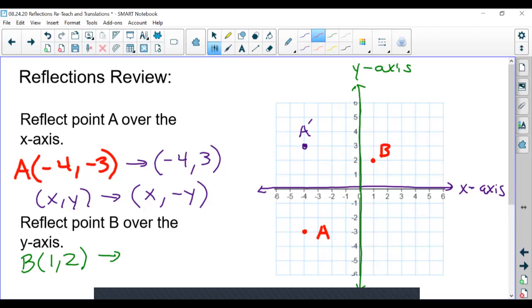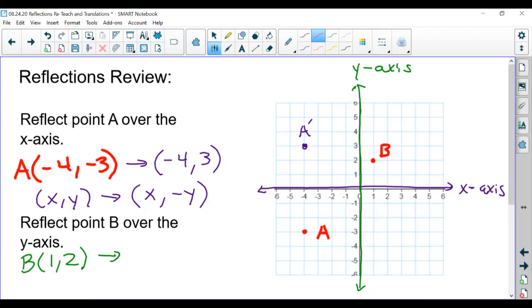And we just need to count how far away we are from the axis of symmetry. Since the axis of symmetry is the y-axis, we just need to count the units. In this case, it's 1. So we need to count 1 on the other side. And now B prime will be at -1, 2.